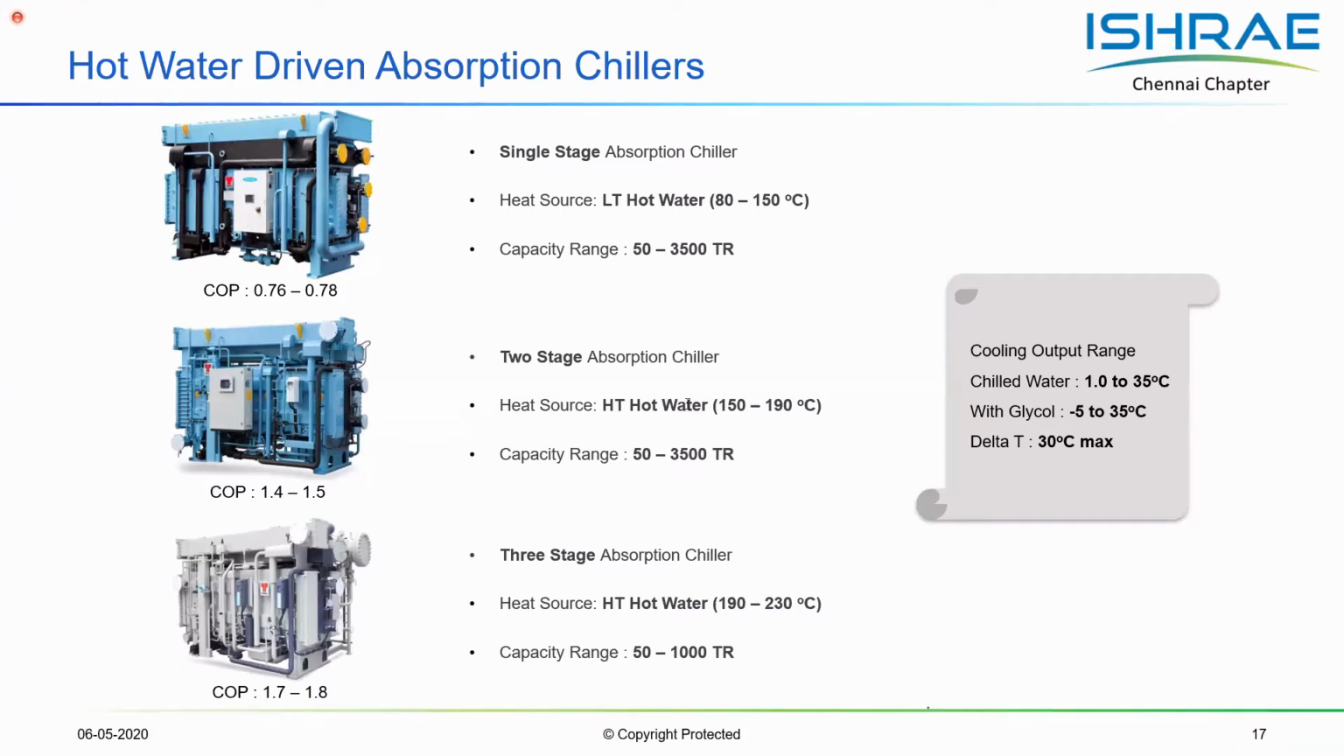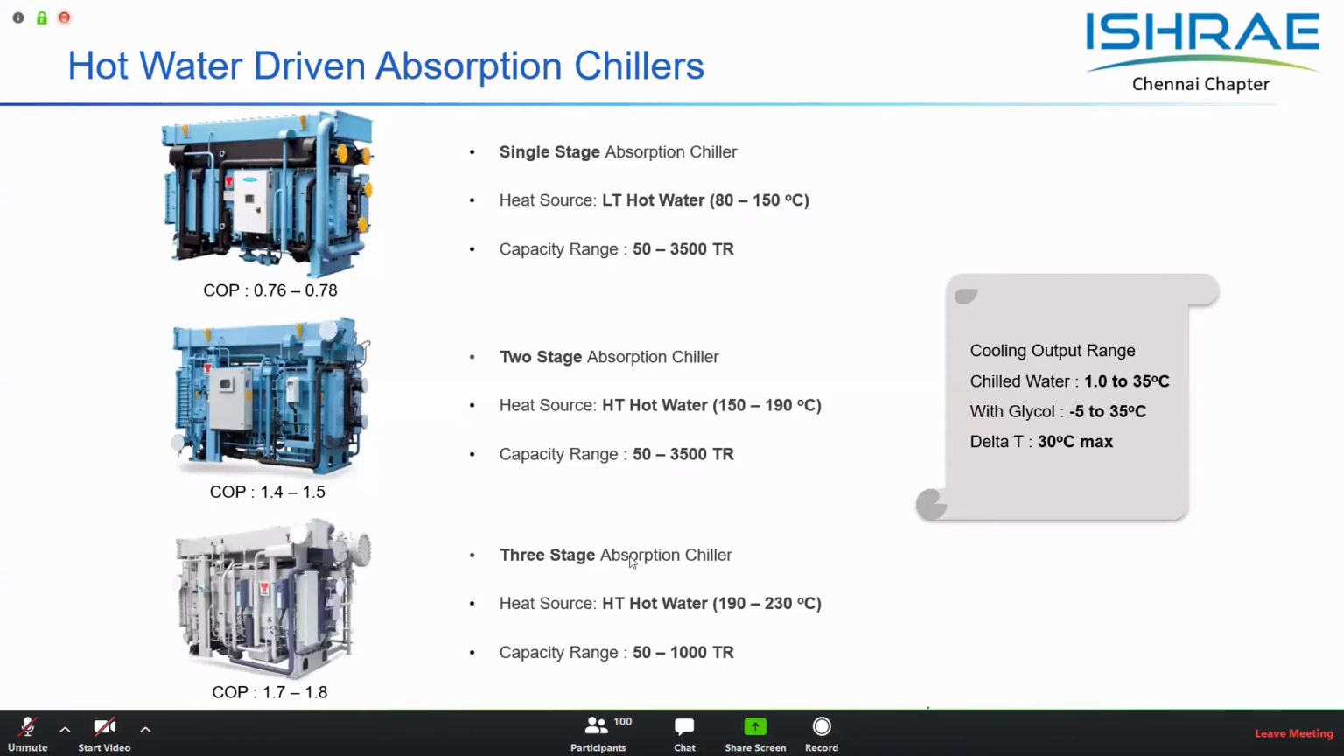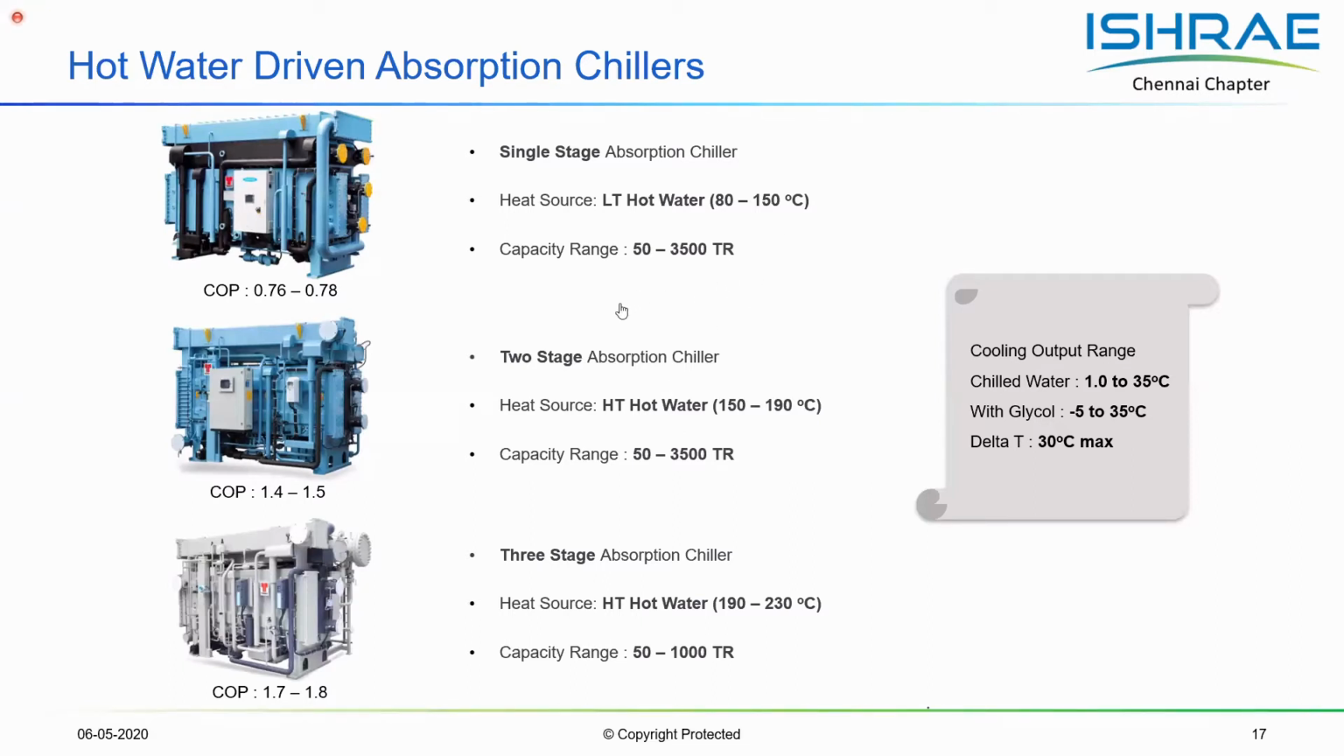Such technologies are gaining popularity as the energy cost is increasing, and there is a continued focus on reducing the carbon footprint or reducing operational expenses. But as a standard unit, what is available in the market would be single stage chillers for 80 degrees Celsius and above. When you have higher hot water temperatures like 150 degrees Celsius and above, you can go for either a 2-stage or a 3-stage chiller. The chilled water that can be generated is of the same order. You can generate 1 degree water or -5 degree brine with higher delta Ts.